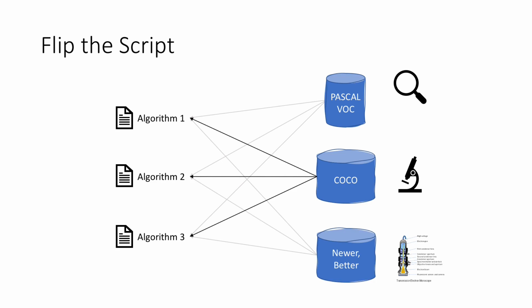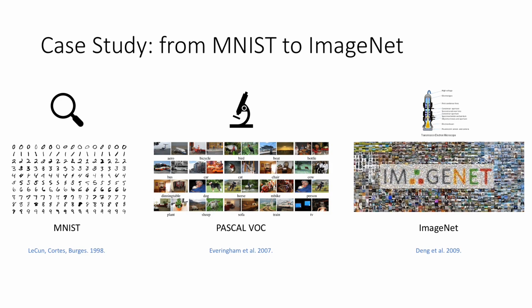If they are instruments, then we can build new ones that are better in any number of ways. I'm hinting at this by showing the icons progressing from a magnifying glass to a regular microscope and then to an electron microscope. Now there's a case study that I like to use for illustrating this perspective. It's image classification on MNIST, Pascal VOC, and ImageNet.